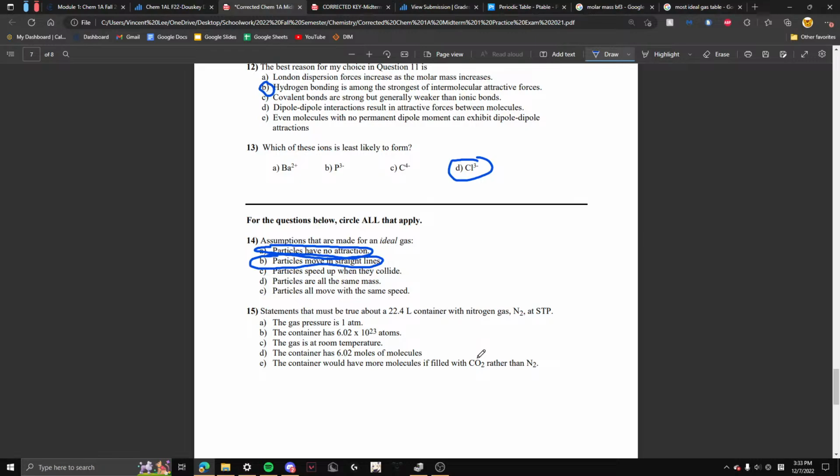Yeah. Statements that must be true about a 22.4 liter container with nitrogen gas at STP. So standard temperature and pressure means 1 atmosphere and I think room temperature. So we know that it's guaranteed to be 1 atmosphere. The gas itself, we're not sure about the temperature because I think that whole container is like 25 degrees Celsius, but I don't think the gas itself is at 25. I think it's close, but it's not. Definitely not D.